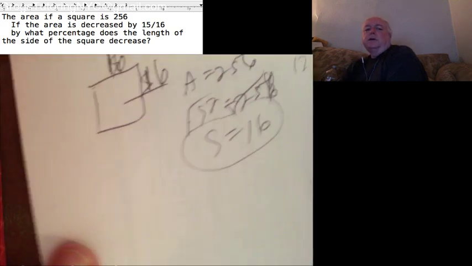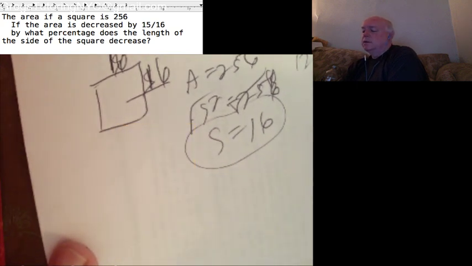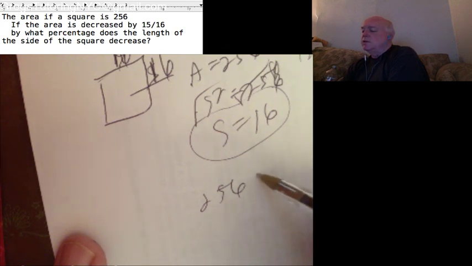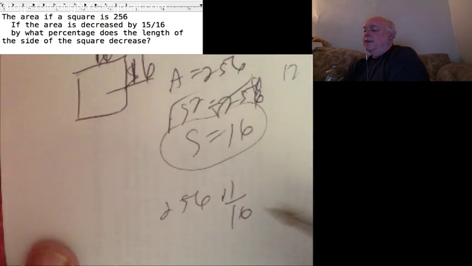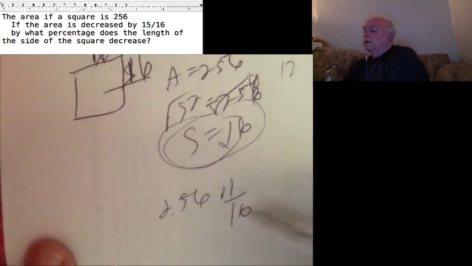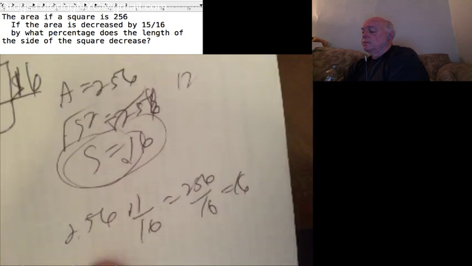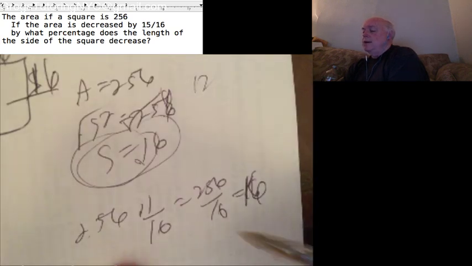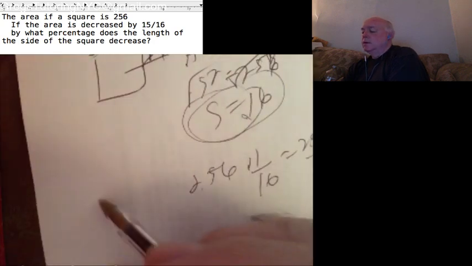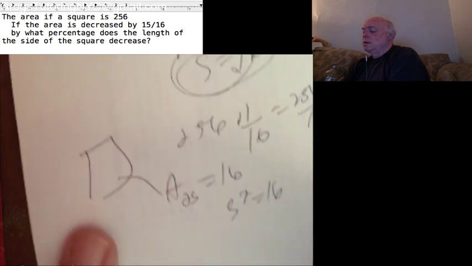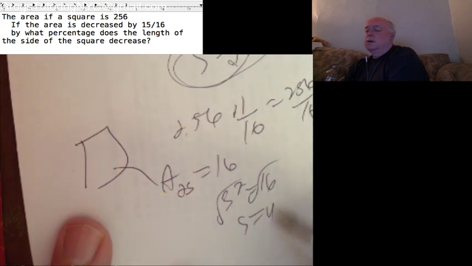All right. Then we're told the area is decreased by 15/16. Right? So there's kind of two ways to do this. Original area is 256. If it's decreased by 15/16, it means we're just left with 1/16 of it. Once you figure this out, then you're going to get 256 over 16, which you should know at this point is equal to 16. So that's our new area. Our new area is 16. So the area of the second square equals 16. Well, if we have side squared equals 16 here, then with the square root of both sides, we get s equals 4. All right?